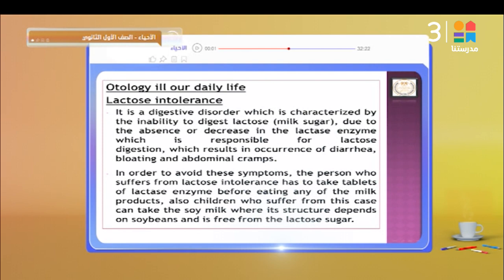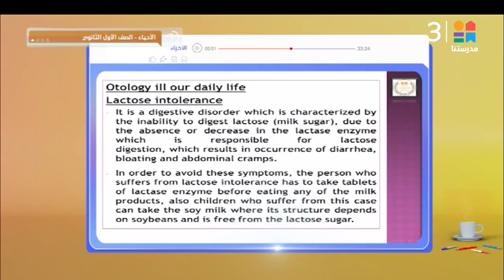This results in the occurrence of diarrhea, bloating and abdominal cramps. So there is a problem with abdominal cramps due to the inability to digest lactose. Maybe some students ask me, Mister, cramps in the small intestine? Yes, it's okay, inside the small intestine the digestion process becomes disordered. In order to avoid the symptoms, a person suffering from lactose intolerance takes a tablespoon of lactase enzyme before eating any milk products.